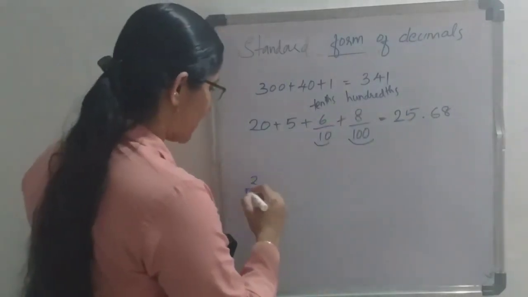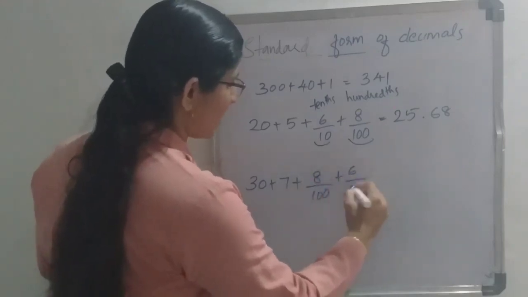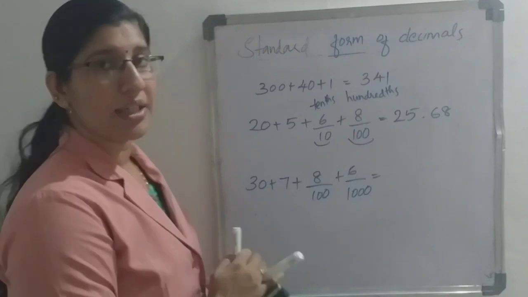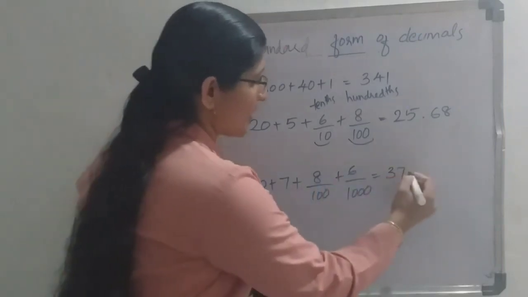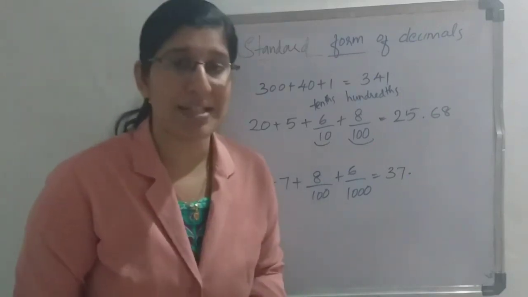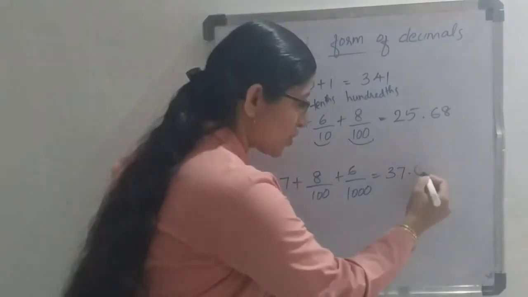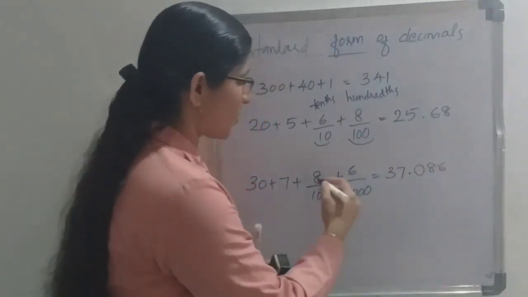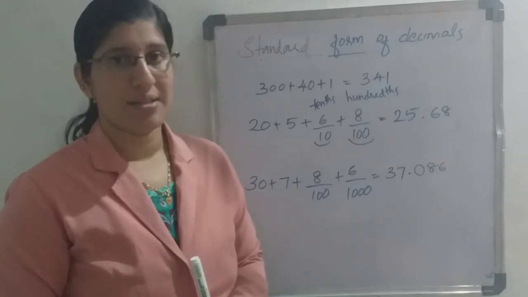Okay, one more example. If it is 30 plus 7 plus 8 by 100 plus 6 by 1000, how will you write the standard form of this number? 30 plus 7 is a whole number, so it is 37. The whole number is over. The fractions are starting, so you can insert the decimal point. Here it starts with 100, but actually the decimal place starts with which place value? 1 by 10. The tenths position is missing, so you can put 0. Then hundredths position 8, thousandths place 6. So the standard form is 37.086.